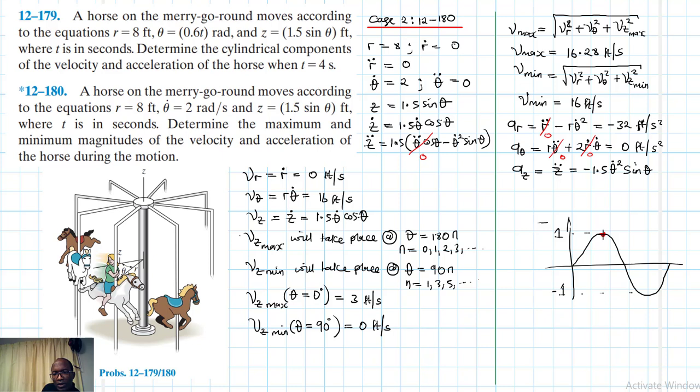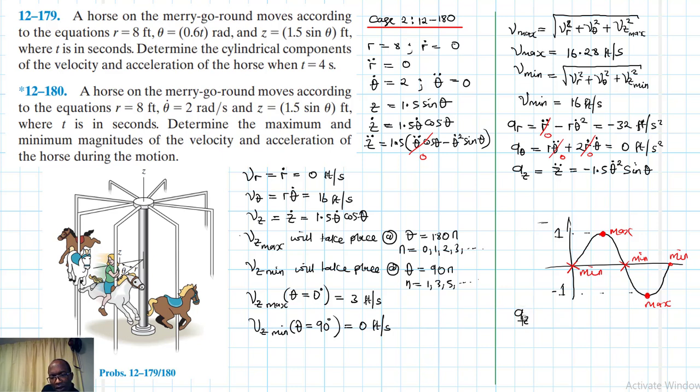So these points here are the maximum points, and then these points here are the minimum points. These are the maximum points, absolute value, and these are the minimum points, okay, for acceleration. Okay, and let's write them down.